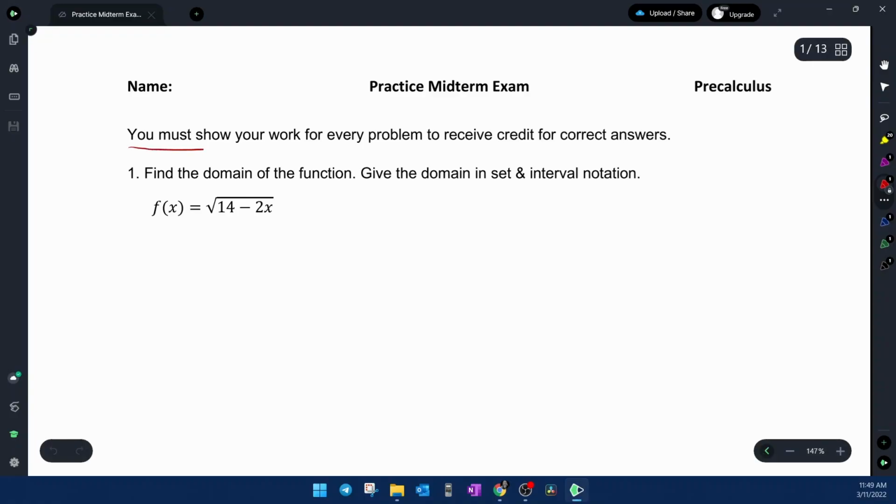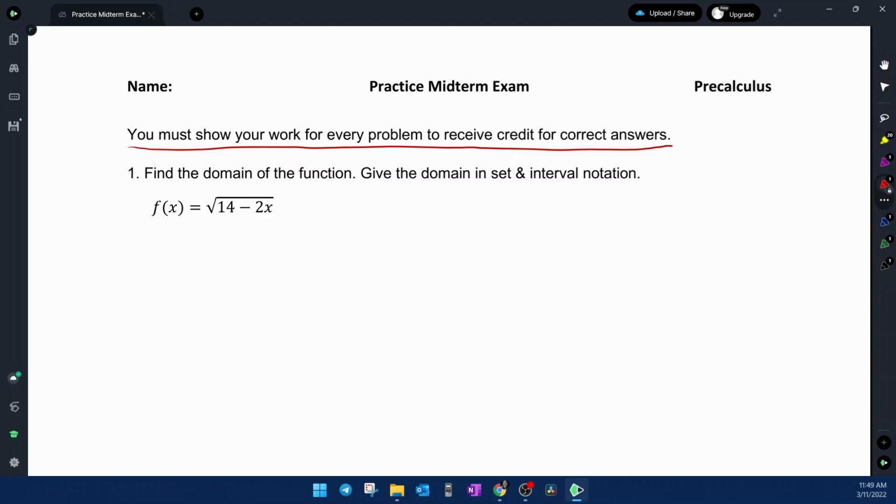First, notice that it says you must show your work for every problem in order to receive credit for your correct answers. And so we're going to run through the problems showing the work needed in order to receive credit. Starting with number 1, they want us to find the domain of the function. We need to give our answer in both set and interval notation.